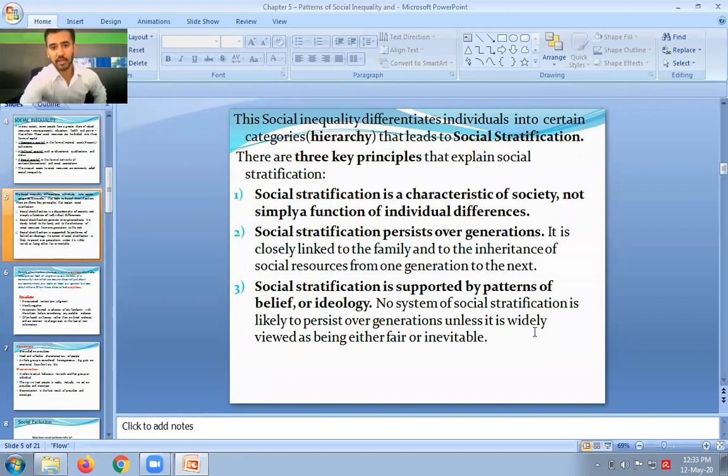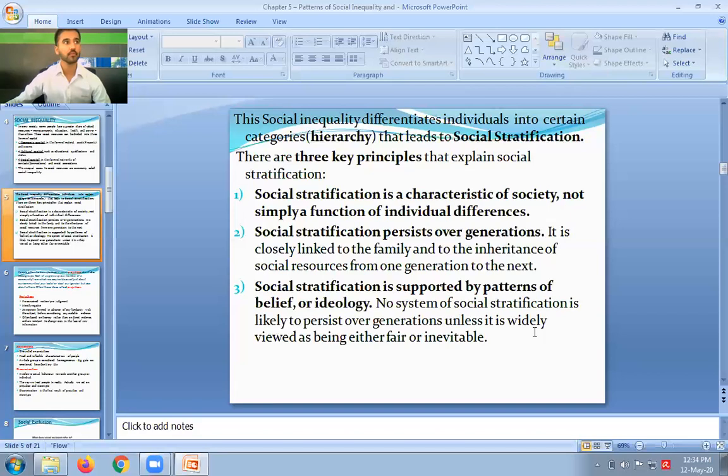Now you can really understand the third concept. Social stratification is supported by the patterns of beliefs and ideology. No system of social stratification is likely to persist over generations unless it is widely viewed as being either fair or inevitable.